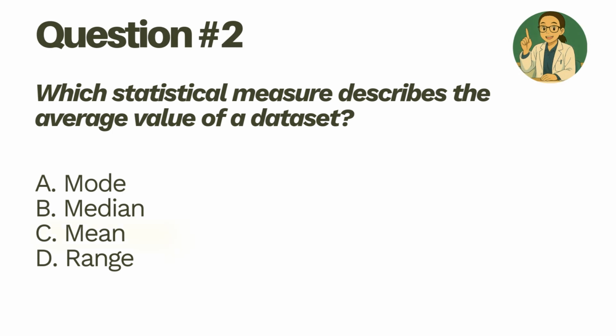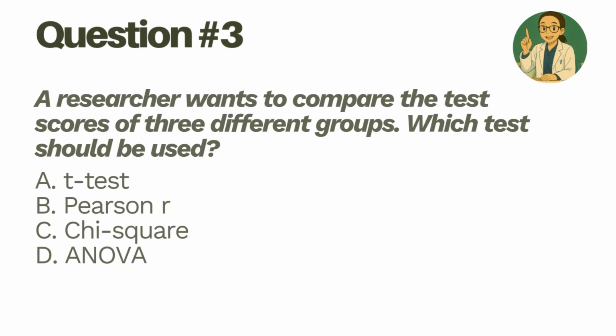The correct answer. Letter C. Mean. The mean is obtained by adding all values and dividing by the number of observations. Next, question number 3. A researcher wants to compare the test scores of 3 different groups. Which test should be used? The correct answer. Letter D. ANOVA. ANOVA is used to compare 3 or more group means.